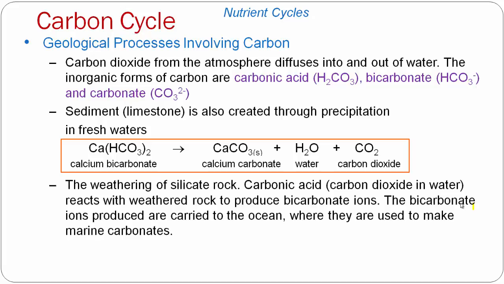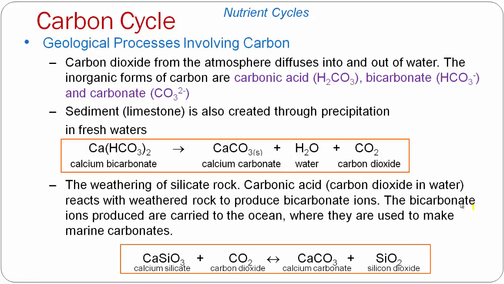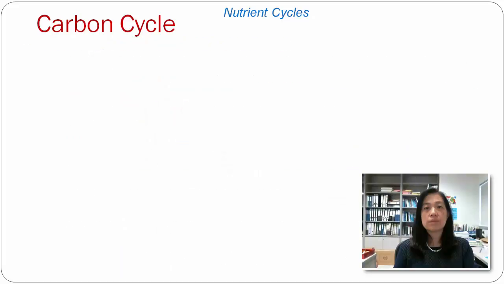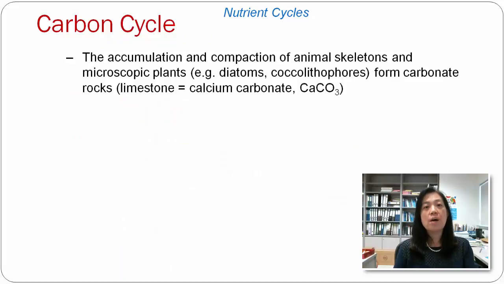Another important geological process is the weathering of silicate rocks. Here, carbonic acid reacts with weathered rock such as calcium silicate to produce bicarbonate ions. These bicarbonate ions then flow through the surface waters to the oceans, where they then become marine carbonates. In the oceans, marine carbonates form the backbone of many marine animals and microscopic plants such as diatoms and coccolithophores.